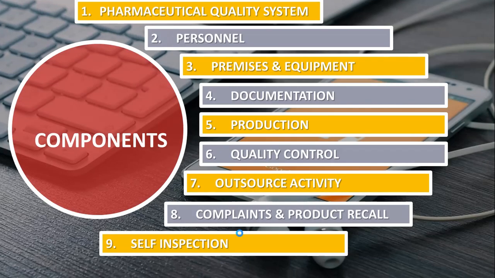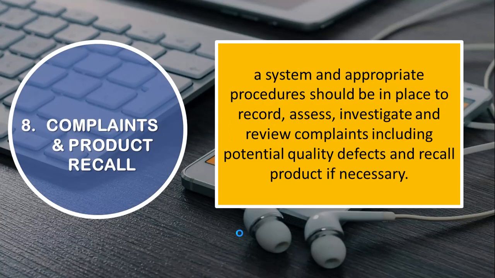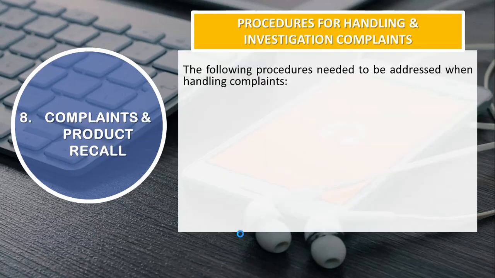The eighth component is regarding the complaints and product recall. In order to protect public and animal health, a system and appropriate procedures should be in place to record, assess, investigate and review complaints that might address potential quality defects. The following matters need to be addressed during investigation.